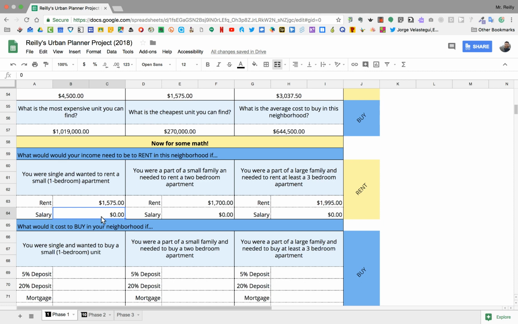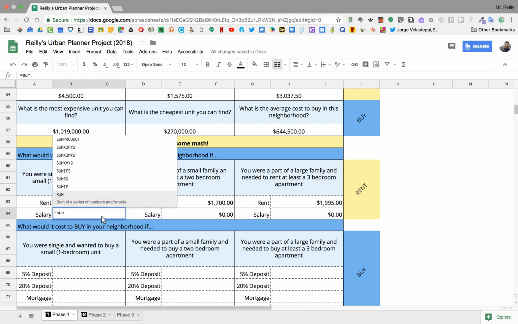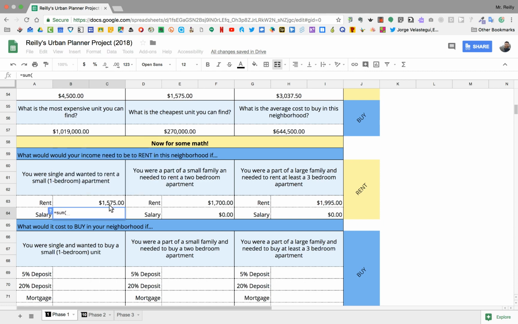So what we're going to do is type in a formula. So we're going to select equals sum, and that's like your generic math formula. And since we have this number, instead of multiplying by 0.3 to get 30%, we're actually going to divide by 0.3 and close. And that's going to be your monthly salary right there.